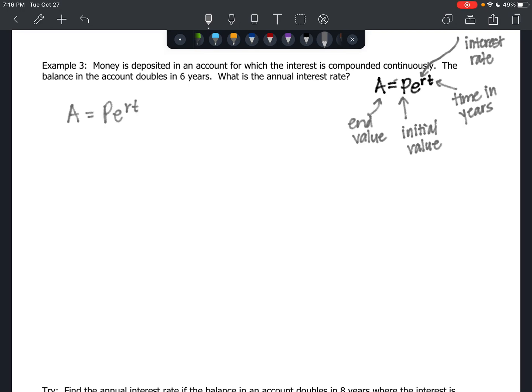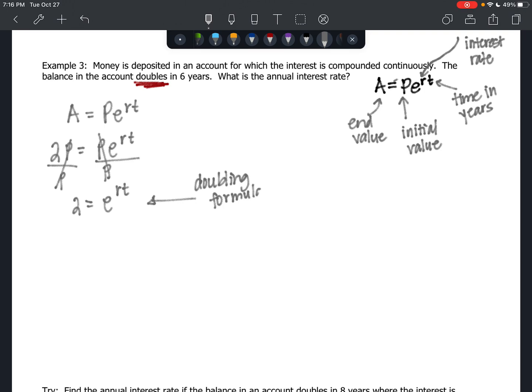A equals PERT. The balance in the account doubles. So that means whatever my end amount is, it's going to be twice the principal. So I can substitute 2P in for A, and then I can divide both sides by whatever that initial investment was, and it's going to cancel out on both sides, and you'll end up with 2 equals e raised to the RT power. This is always your doubling formula. Whenever you're doubling your money, this is your doubling formula.